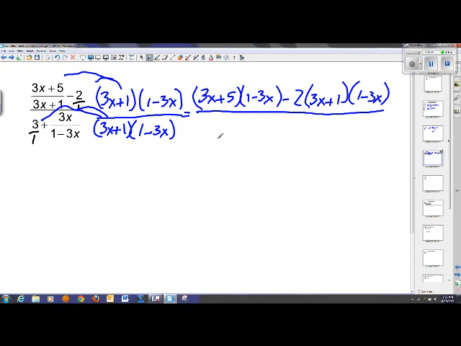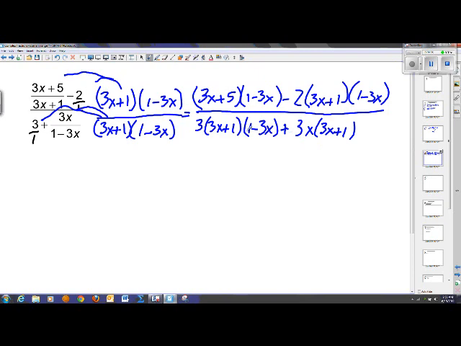In my denominator, we have a similar situation where in the first term, nothing reduces. So I have 3 times 3x plus 1 and 1 minus 3x. But in the second term, you'll notice 1 minus 3x reduces. So I'm left with a multiplication of 3x and 3x plus 1. Here's where the difficulty lies.